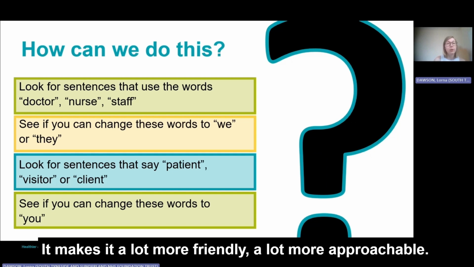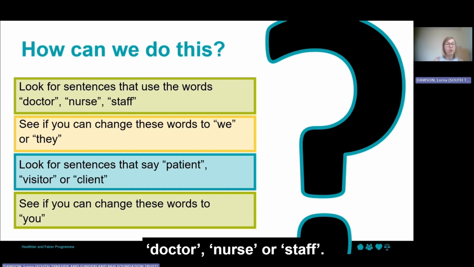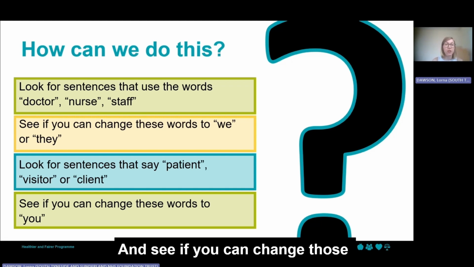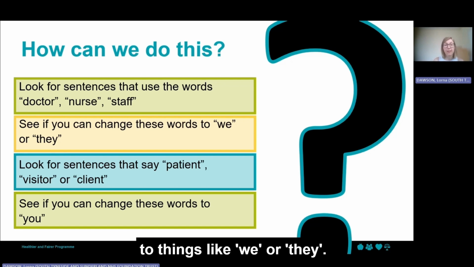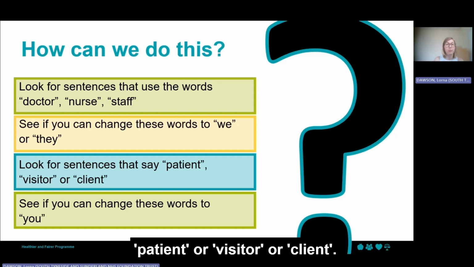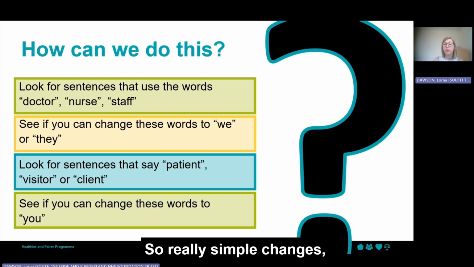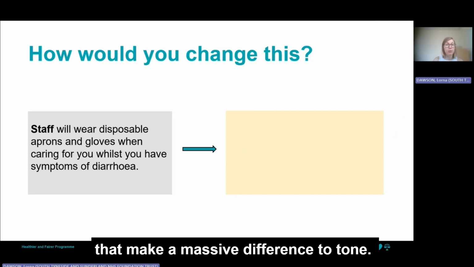So ways to do this, look for sentences that use words like doctor, nurse, or staff, so job titles, and see if you can change those to things like we or they. Then look for sentences that say things like patient or visitor or client, and see if you can change these to you. So really simple changes that make a massive difference to tone.